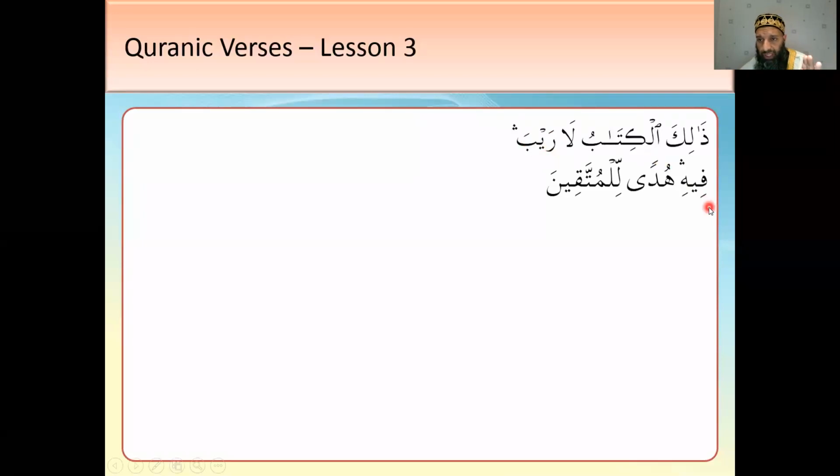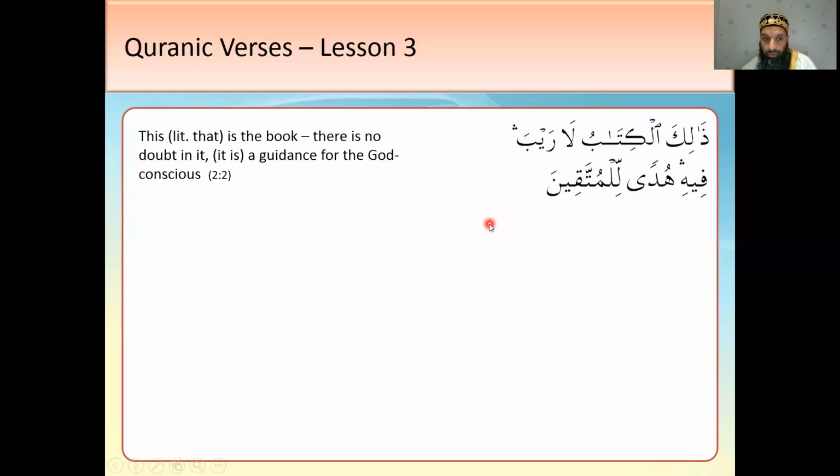Fihi, we've not done fihi yet. Fihi means in it. Hudan, have we not done hudan? Guidance. Lil muttaqina. This li over here, we'll cover it later inshallah. It means for. So al muttaqin means the muttaqin people. Lil muttaqin means for the muttaqin people, for the God conscious people.